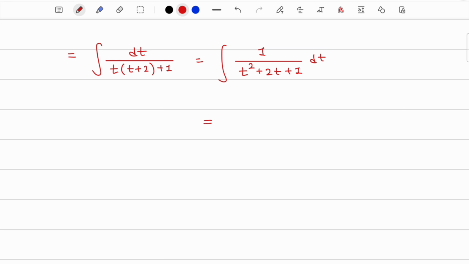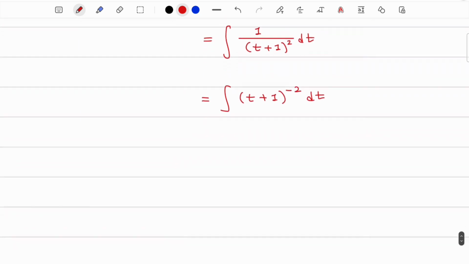So now t square plus 2t plus 1 is nothing but (t plus 1) whole square. Yes or no? The denominator is nothing but (t plus 1) whole square dt. So this can be rewritten as (t plus 1) whole raised to minus 2 dt, right?